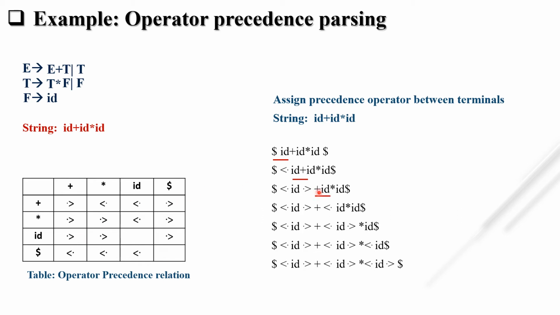Similarly, the next one is plus and id. Plus we check on the left hand side and id on the right hand side. What is the precedence? Less than symbol, so we put the less than symbol here. Similarly, we put the precedence in all the operators between the terminal symbols.